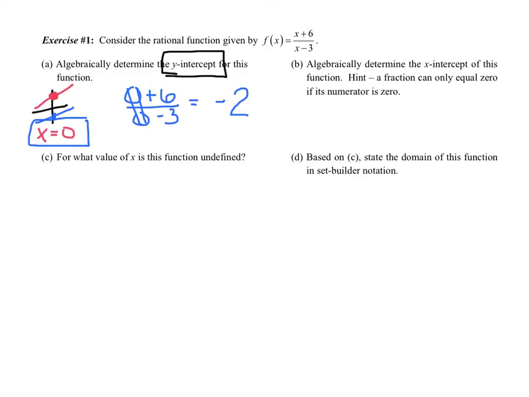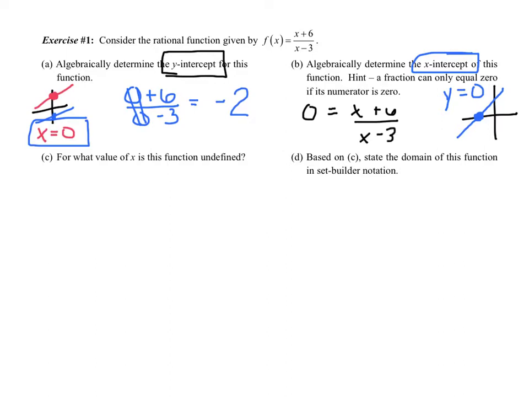Part B. Algebraically determine the x-intercept of this function. Alright, well, let's do the same idea. Let's make a quick little sketch. Let's get an x-intercept. That's where I cross the x-axis. What do I know there? Well, I don't know the x value, but I do know that the y value is 0. Okay, so this time I'm setting my equation equal to 0.